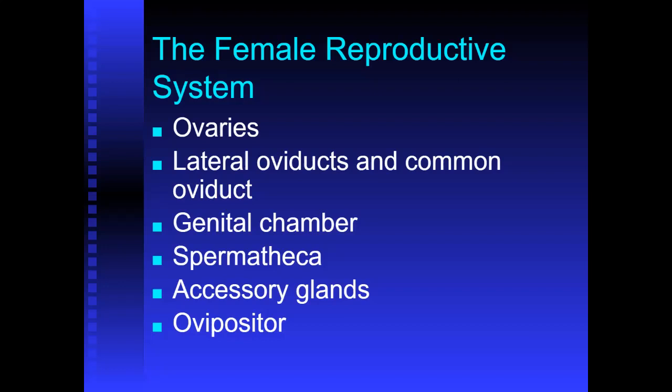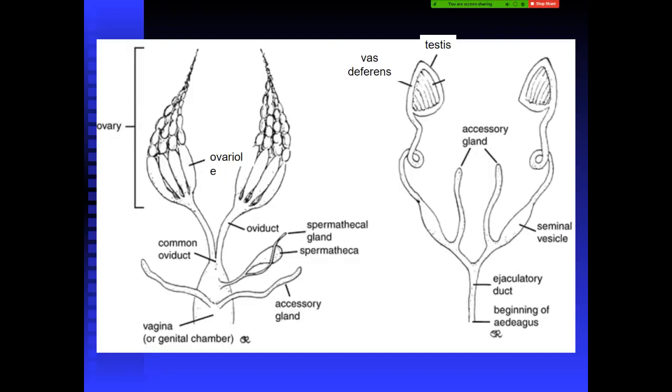Obviously, the accessory glands can provide nutrients and so forth. And the ovaries are obviously where the eggs are made. And then the ovipositor is where the eggs are laid. So these are examples of the female reproductive parts.